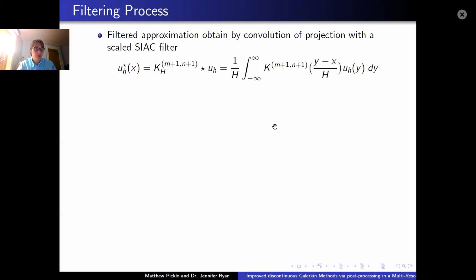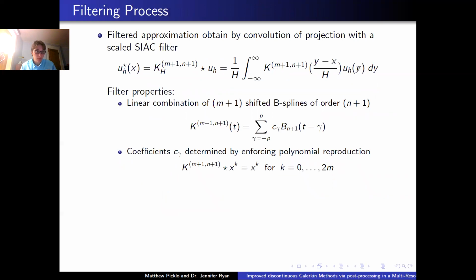So there's a thing called a SIAC filter, smoothness-increasing accuracy-conserving. And basically, it's this specially designed convolution kernel that we convolve with our approximation to reduce the error. It has these nice properties. It's a linear combination of B-splines. We choose B-splines so that it has finite support. We don't evaluate this integral over all of R. We only evaluate it over the support. We do the linear combination so that we can choose these coefficients so that our kernel reproduces polynomials under filtering, or under convolution, sorry. This is so that it has nice error properties.